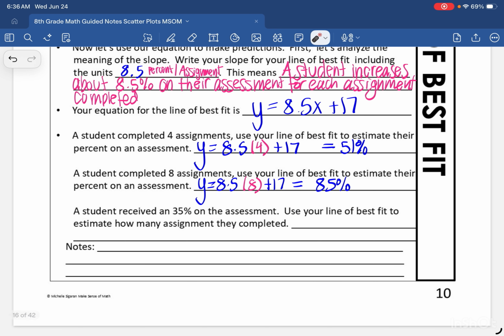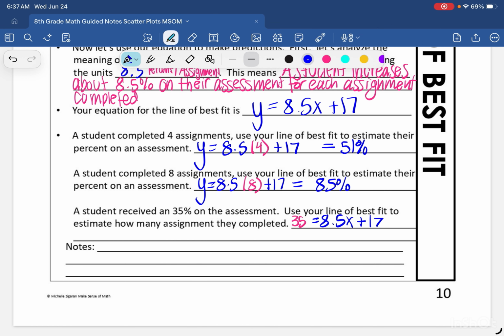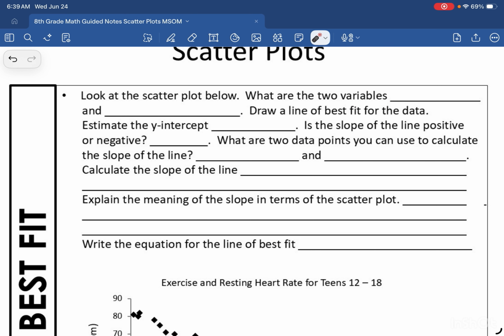A student received a 35% on the assessment. Use your line of best fit to estimate how many assignments they completed. So it's giving me my y, 35% on the assessment. So we're going to substitute in 35 for y and then solve for x. I have substituted 35 in for y. Now solving for x, I will subtract 17 from each side. And that gives me 18 equals 8.5x. If I divide both sides by 8.5, x is about 2.1. Well, you can't complete 2.1 assignments, so we will estimate about 2 assignments if they received a 35% on the assessment.